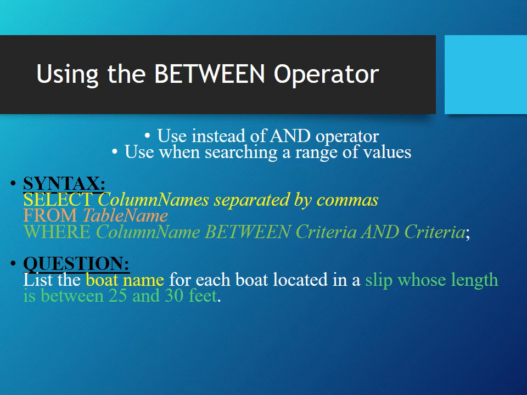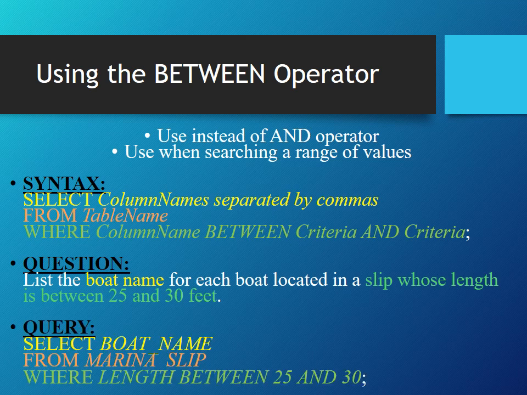We want all lengths between 25 and 30. It is easier in this case to use the between operator because using the and operator would require that we search for values greater than or equal to 25 and less than or equal to 30. Let's see what the query looks like using the between operator. Select boat name from Marina Slip where length between 25 and 30, semicolon.